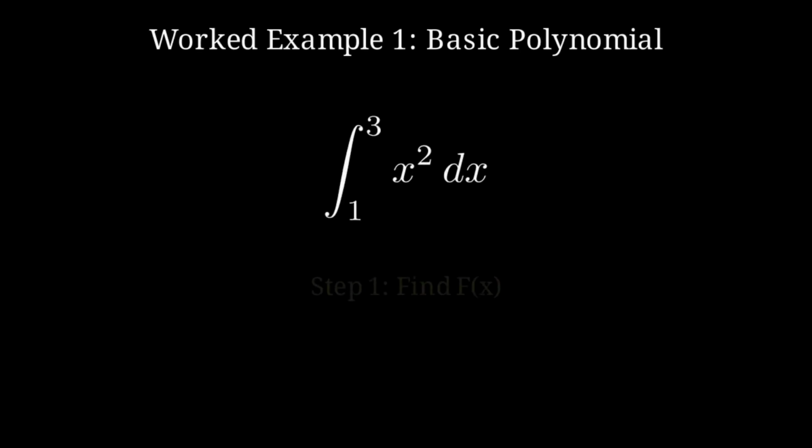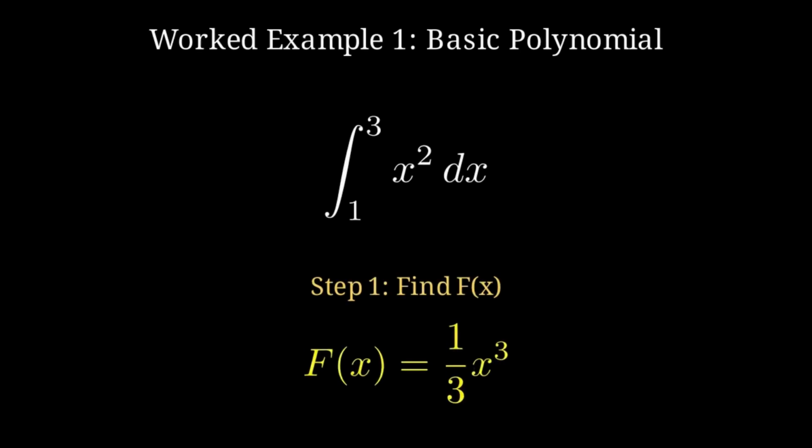Let's apply FTC Part 2. Suppose we want the area under x squared from x equals 1 to 3. First, we find the antiderivative. Using the power rule in reverse, the antiderivative of x squared is 1/3 x cubed.